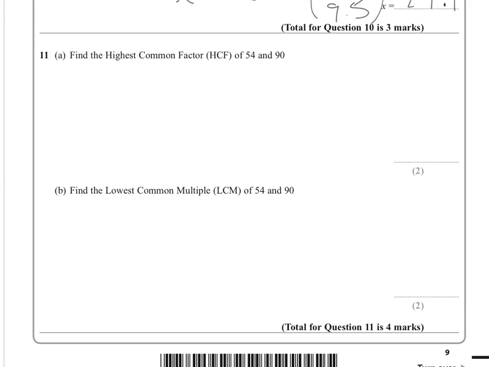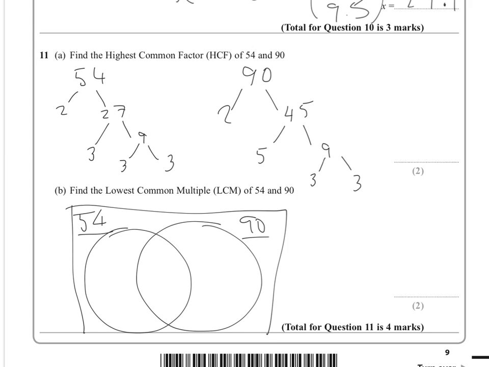Question 11. Find the highest common factor of 54 and 90. I'd suggest the easiest way to do this is to write 54 and 90 as the product of their prime factors, plotted on a Venn diagram, and hence the highest common factor and also the lowest common multiple drop out. So using a prime factor tree, 54 equals 2 times 3 times 3 times 3, and 90 equals 2 times 5 times 3 times 3. Putting these numbers on a Venn diagram, so we put in what's common to both in the centre. They've both got 2 3s and 1 2. What's left over to write in 54 is a 3. What's left over to write in 90 is a 5.